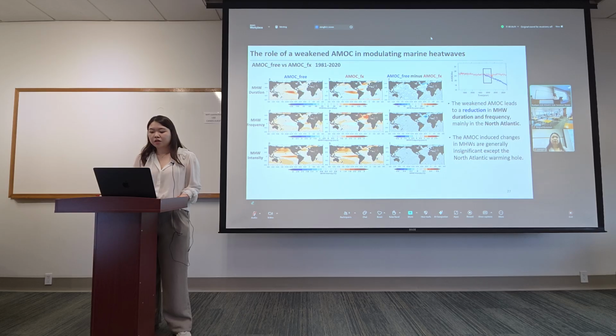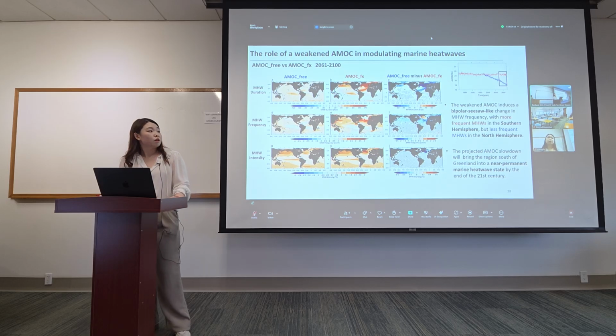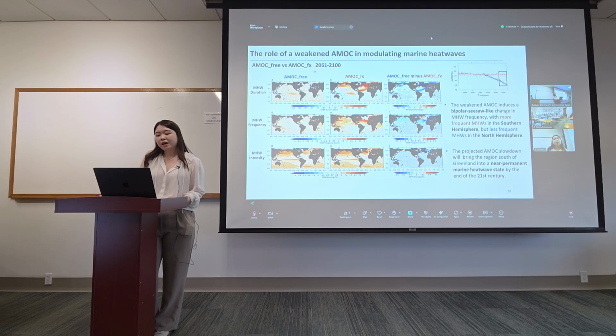like this figure shows. Because of this, we further investigate the impact of the AMOC on global marine heatwaves in the future climate, where we have a much stronger AMOC difference. During 2061 to 2100, the impact of the weakened AMOC becomes more striking if we look at this column. We can see a kind of bipolar seesaw pattern with more frequent marine heatwave events in the Southern Hemisphere, but fewer in the Northern Hemisphere.